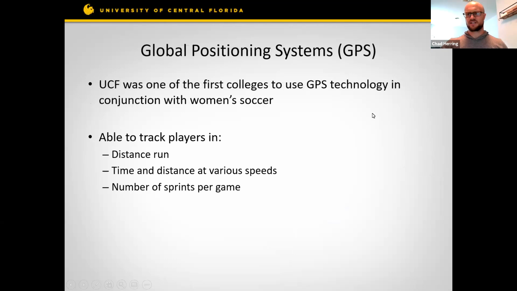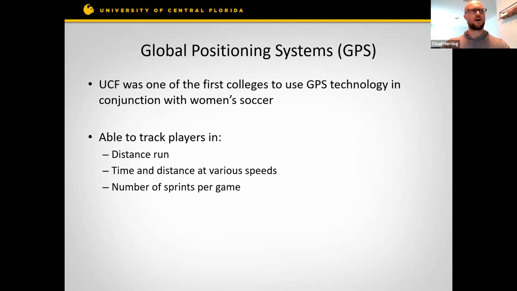GPS, so global positioning systems. I think we all know what GPS is. It basically tracks our movement throughout space. It can track the speed of movement, as you can see here, the distance we run, time, various speeds, and the number of sprints. Okay, and as I said, UCF was one of the first colleges to actually use GPS technology, and this was with the women's team. So it's cool to be, you know, one of the first to use this data, and I believe it still continues today with the UCF Sports Science Initiative.